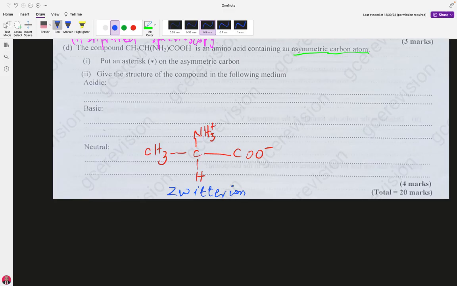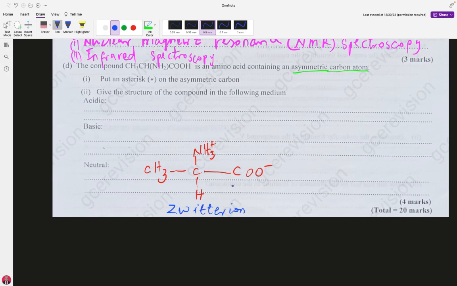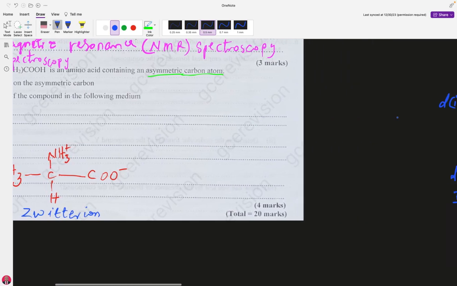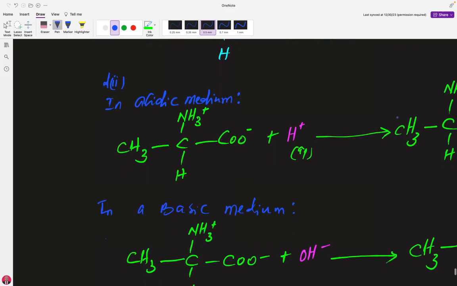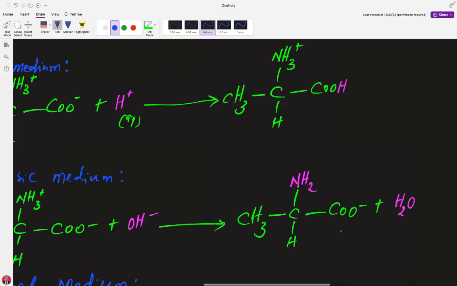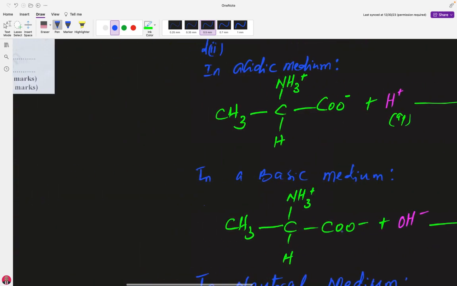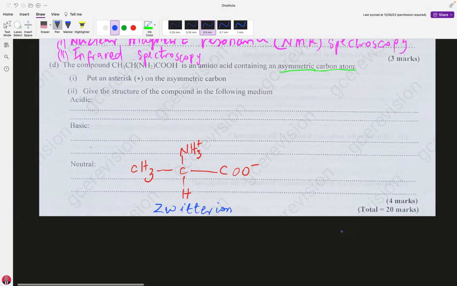Okay, now in the basic condition, what is the structure? In the basic condition, it's supposed to be acidic. Basic condition, this is the structure. So this is a structure plus a molecule of water that's being produced. So that is it. Basic condition.